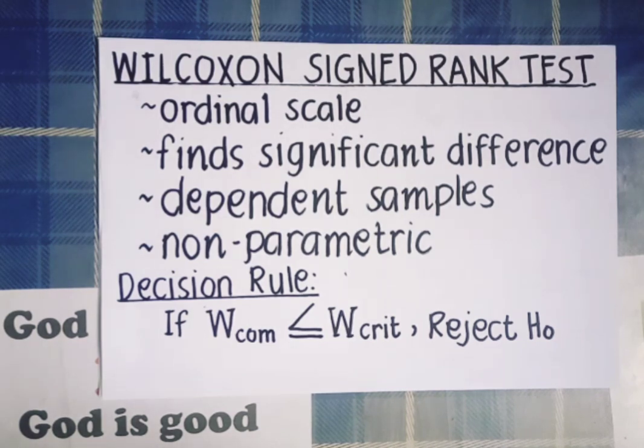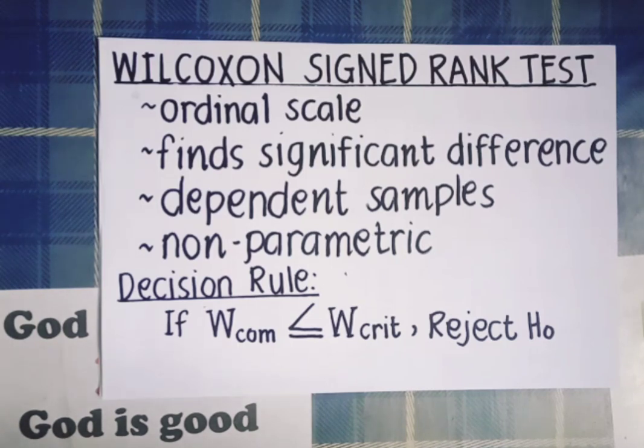Unlike the paired samples t-test, Wilcoxon signed rank test can only be used if the data that we have, either one of the data or both of the data, are not normally distributed, and therefore, Wilcoxon signed rank test is considered a non-parametric test. Also, because in Wilcoxon signed rank test our data is not normally distributed, then the most appropriate level of measurement that we should use here is the ordinal scale, not interval or ratio scale, but ordinal scale.